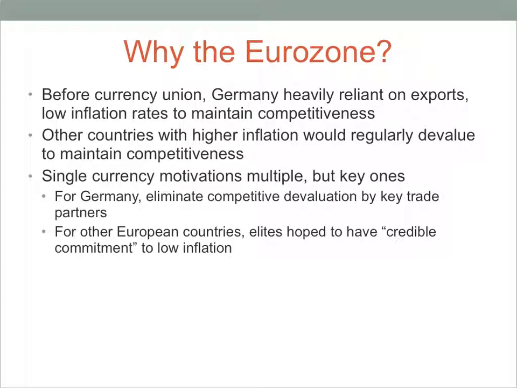So as countries were thinking about why to launch a single currency, there were a lot of different motivations, but the key ones were, for Germany, the chance to eliminate competitive devaluation by key trade partners. So Germany would be selling lots of cars to France, German industry would be doing well, and then France would devalue the franc, and French consumers couldn't afford as many cars. French cars were more competitive. Germany wanted to stop that from being possible.